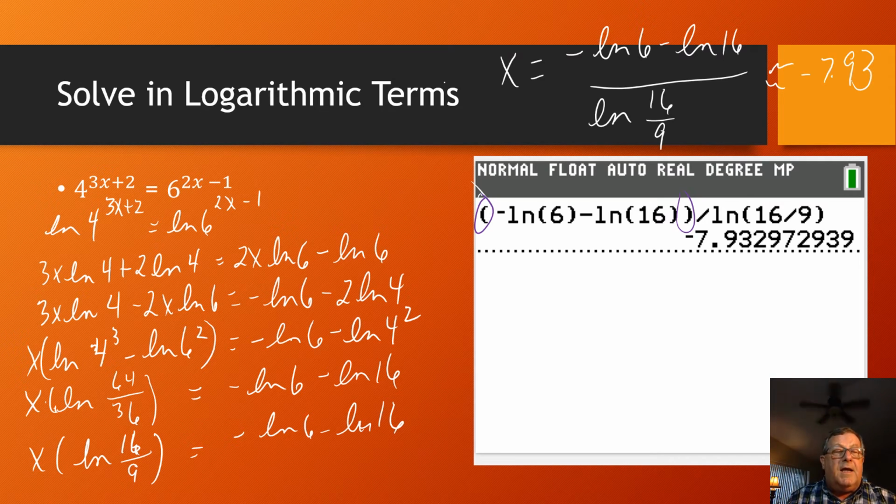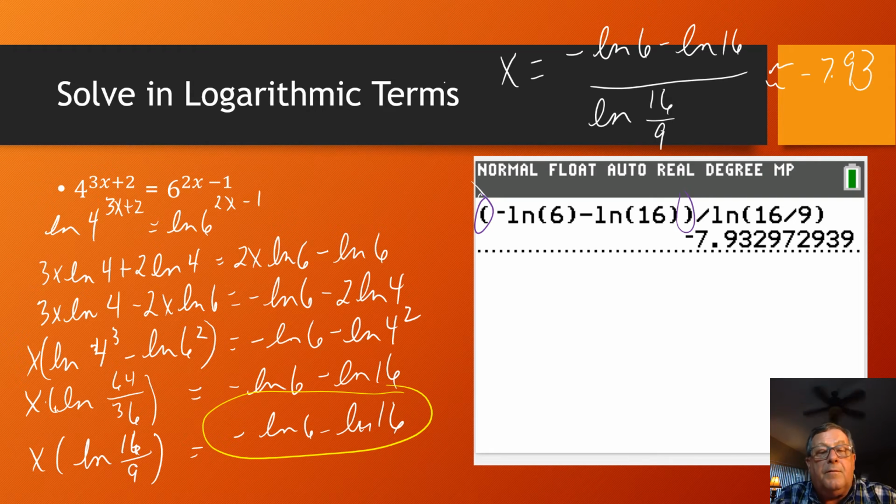When you see a negative on this side, like this, or it could be on the other, you're better off keeping it right there in that form. You're solving it in logarithmic terms, but then when you put it in the calculator, boom, you've got the correct answer. There we go. Solving in logarithmic terms gets a little tricky.